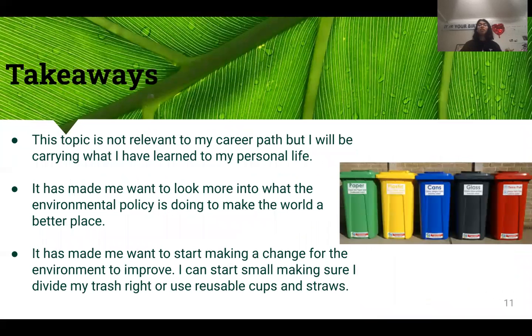This topic is not relevant to my career path, but it is something that I will be carrying with me in my personal life, because it has made me want to look more into what the environmental policy is doing to make the world a better place. And it also makes me want to contribute and make a change in the environment. For example, I can start small by making sure I divide my trash the right way, and I can use reusable cups and straws too.